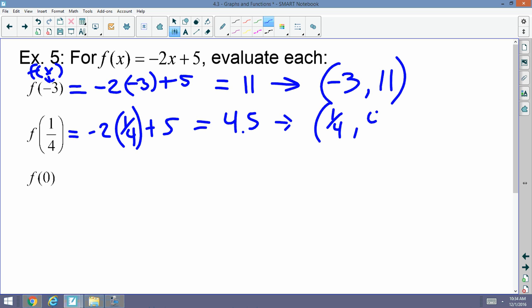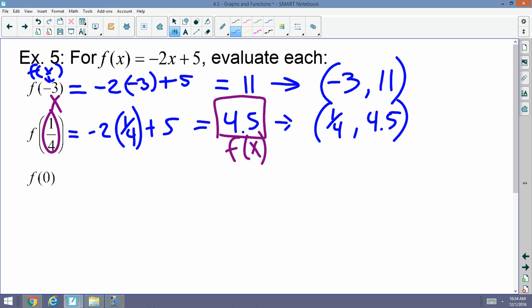1/4, comma, 4.5. The x is the independent. That's my x. The answer is my f of x. That's my output. That's my y. You can have a decimal and a fraction next to each other. How about f of 0?